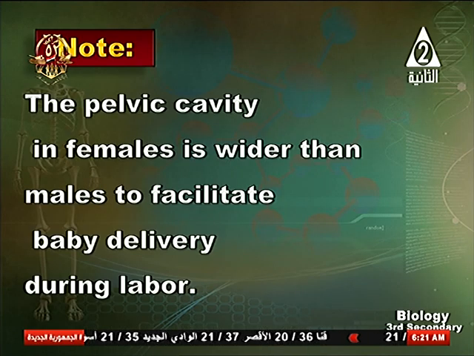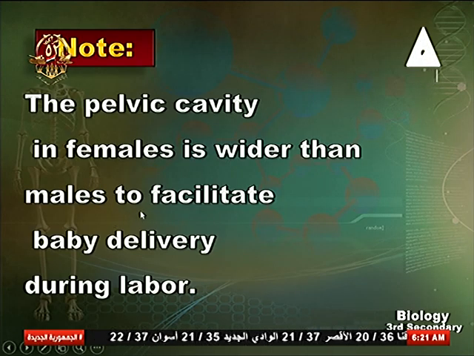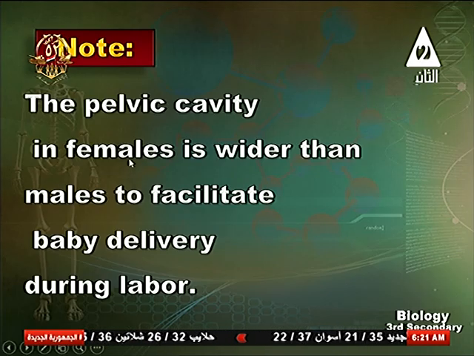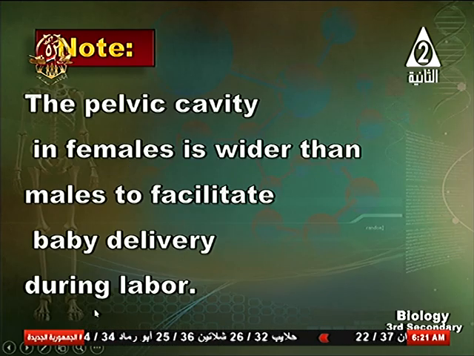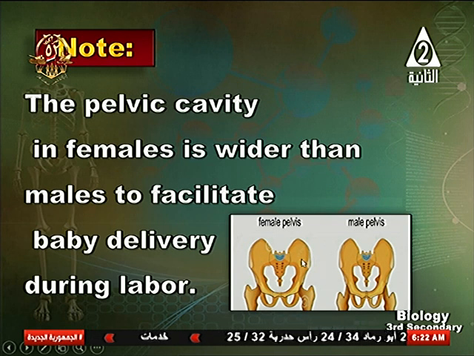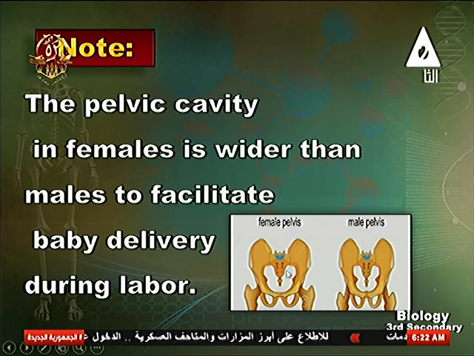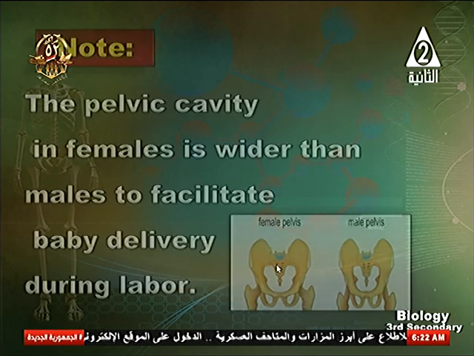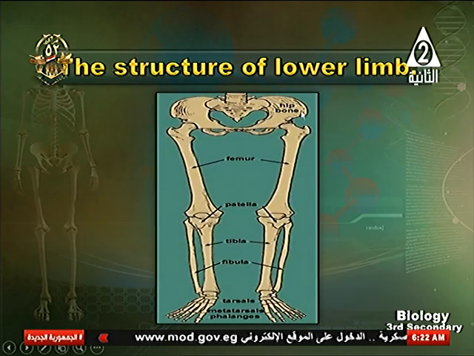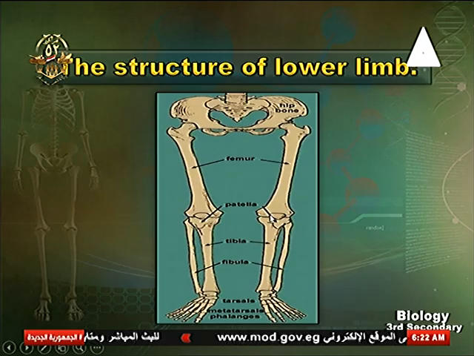The pelvic cavity in female is wider than that in male. Why is the pelvic cavity in female wider than that in male? To facilitate the baby delivery during labor. This is the pelvic cavity in male, and this is the pelvic cavity in female. Okay, there is a difference between them. The male is narrower while the female is wider. Okay, let's study the structure of the lower limb in detail.